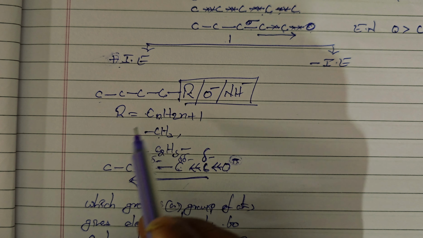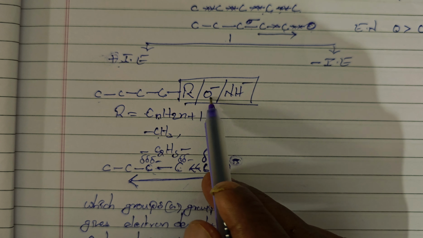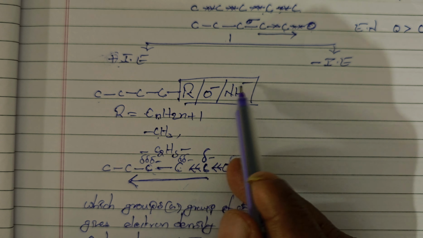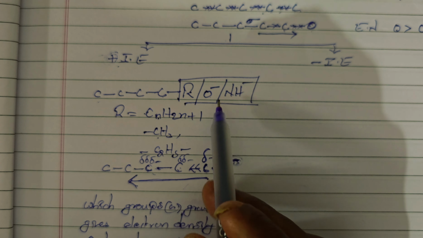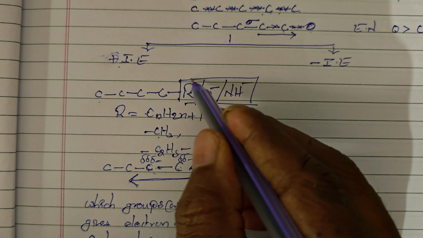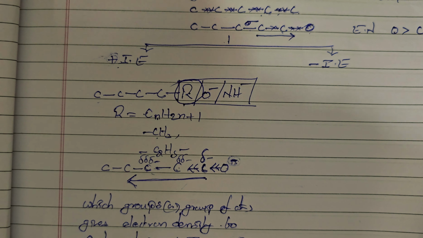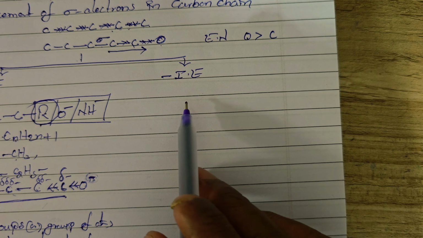They release the electron density to the carbon chain. A more electronegative element with negative charge also releases the electron density to the carbon chain. Remember, alkyl group is the plus I group. Which groups are considered as, what is a minus I effect?